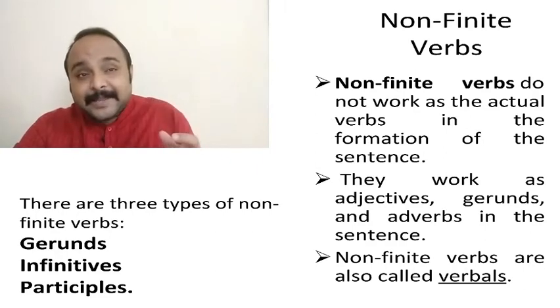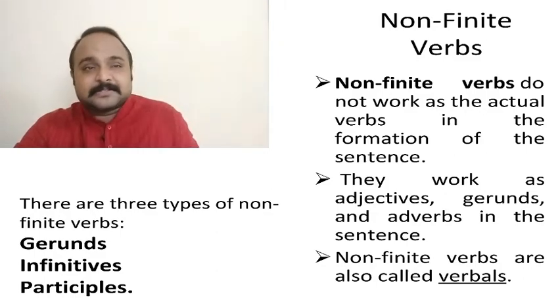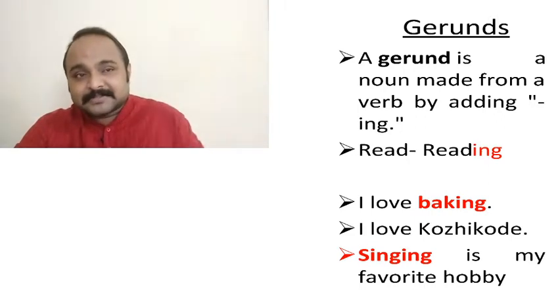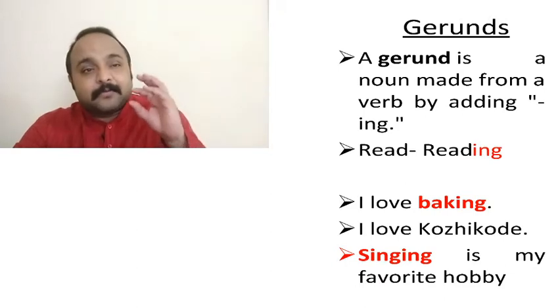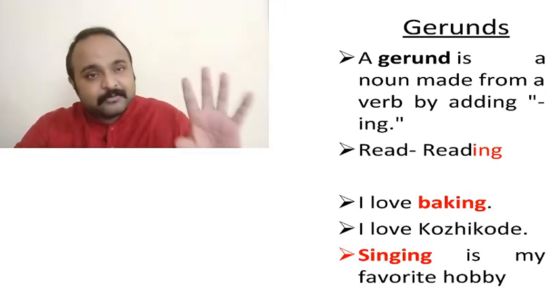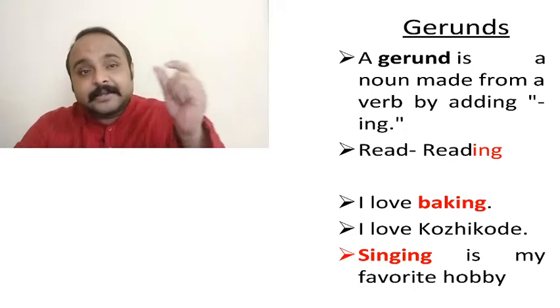There are three types of non-finite verbs: gerunds, infinitives and participles. Let us look at gerunds. A gerund is a noun made from a verb by adding ing. It's a noun. A gerund is a noun. The gerund form of the verb read is reading.